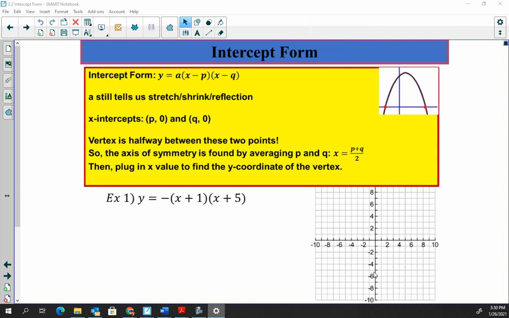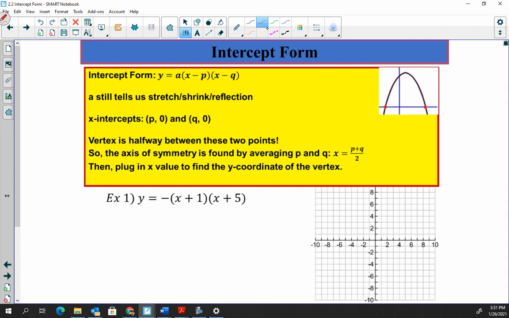In this video, we are going to keep talking about different types of quadratic equations and how we can write them. In the last couple of videos, we talked about vertex form of a quadratic, and we talked about standard form of a quadratic. And in this video, we're going to talk about the third type of quadratic equation, which we're going to call intercept form. All right, so let's dive right in, and I'll tell you about intercept form of a quadratic.